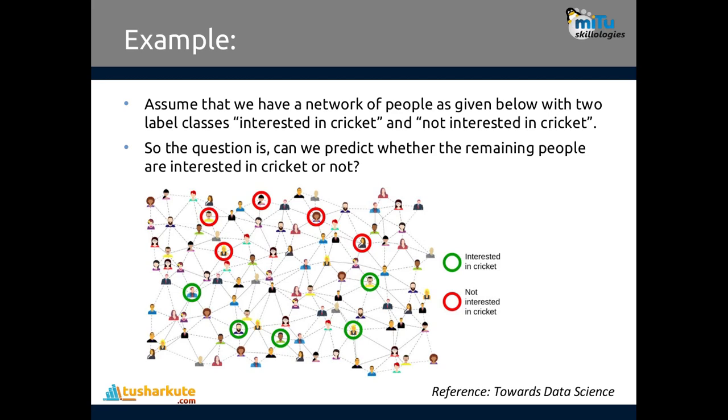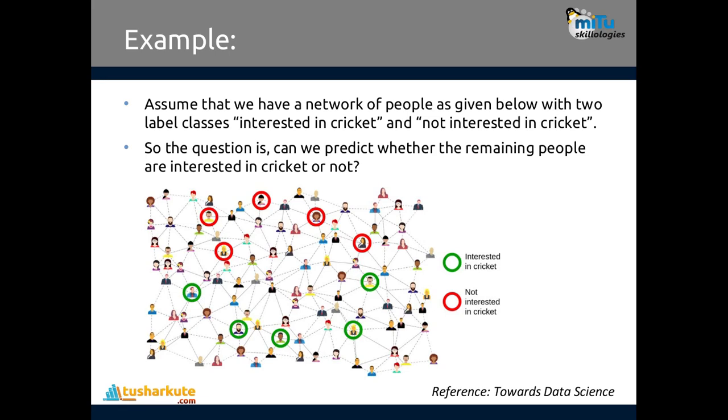Assume that we have a network of people as given below with two classes, interested in cricket and not interested in cricket. So the question is, can we predict whether the remaining people are interested in cricket or not? A lot of people are present, and they have some features. Based on those features, they are plotted on this 2D plot. The people shown in red circles are not interested in cricket, and the people shown in green circles are interested in cricket. So two classes are there.